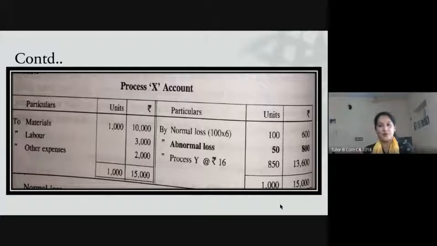That's why 100 into 6, which gave us 600. Now, the last part of it, sometimes we might be asked to prepare the normal account and abnormal account. In such a question, if we stop by doing just the process X account, we may not be able to get the full mark. So in this question also, they've asked us to prepare the abnormal and normal account.